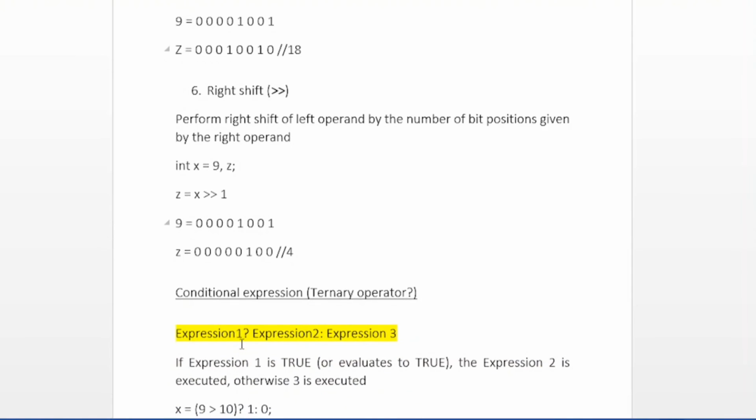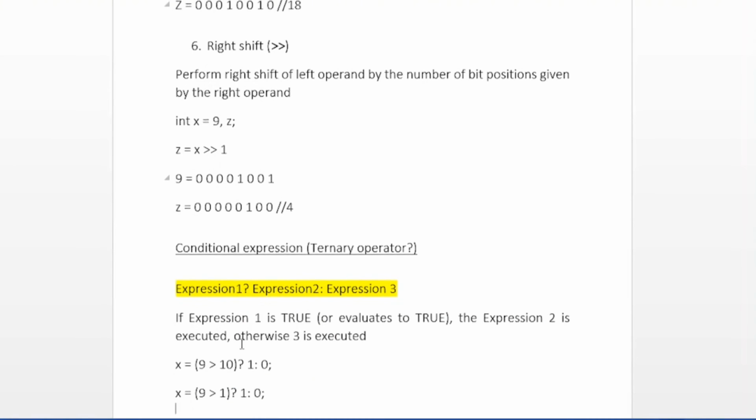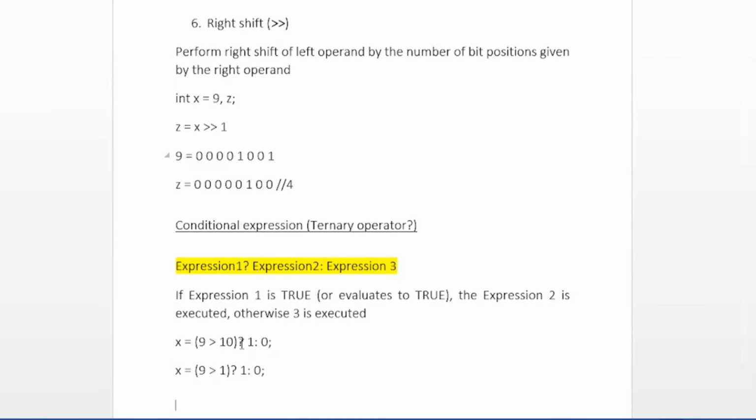Now the next and last one, the conditional expression or ternary operator. This ternary operator is the question mark. How it works: on the left-hand side of this ternary operator I have an expression, and on the right side I have 2 expressions. Now if the first expression is true, the output will be expression 2, otherwise it will be expression 3.